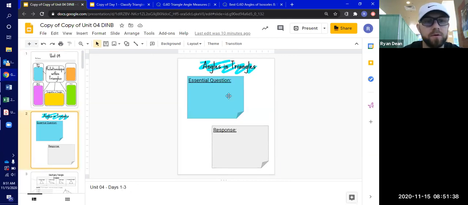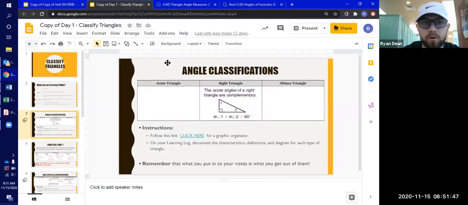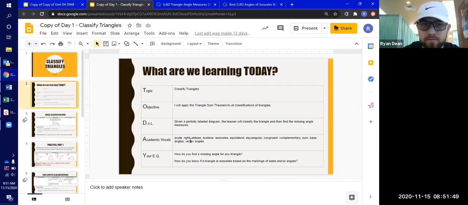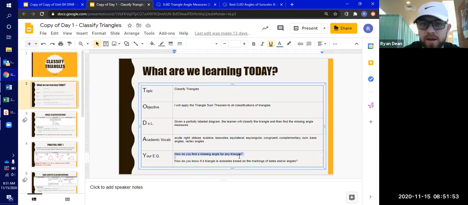Okay, in this first video, we're going to talk about classifying triangles by their sides and angles, as well as the triangle angle sum theorem. By the end of this lesson, we're going to be able to find a missing angle for any triangle. And also, we're going to be able to determine missing angles and sides if we know that a triangle is an isosceles triangle.